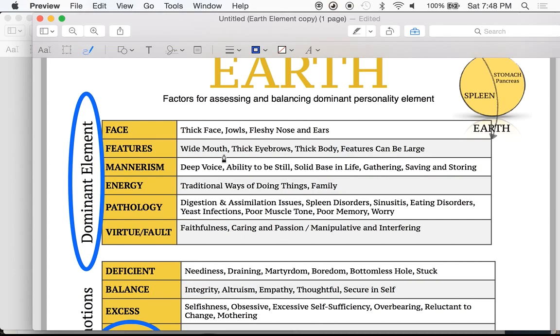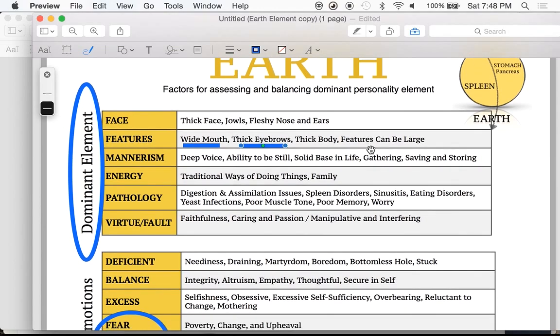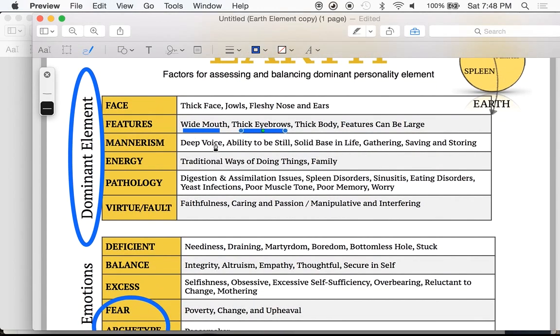Thick eyebrows is actually quite common. Both of those are probably pretty dominant features I would watch for. Thick eyebrows, very, very common. Thick body may or may not. Now mannerisms. Deep voice. Boy, this one right here. Deep voice is common, but I don't rely on it. But boy, this one is common: the ability to be still.